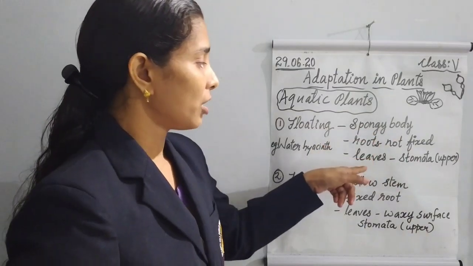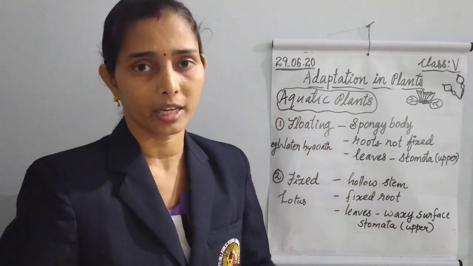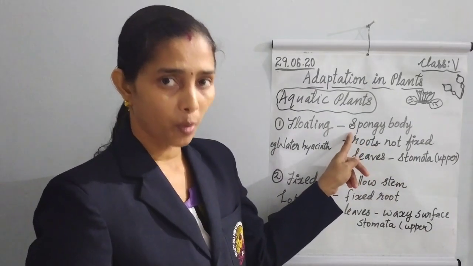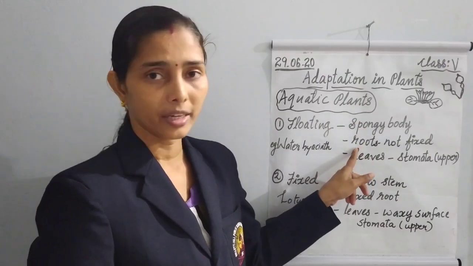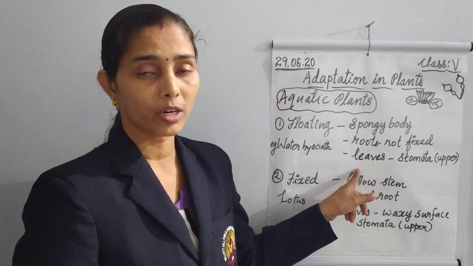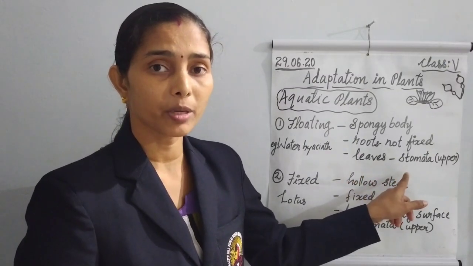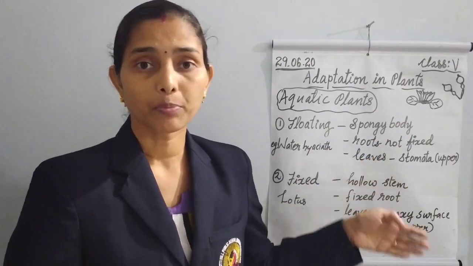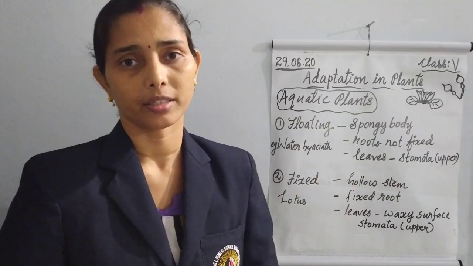So these are the adaptations of a floating plant. What are the adaptations, all of you say? What is the first one? Spongy body, then their roots are not fixed, and what about the leaves? The stomata will be present on the upper side of the leaf. These are the adaptations of a floating plant.